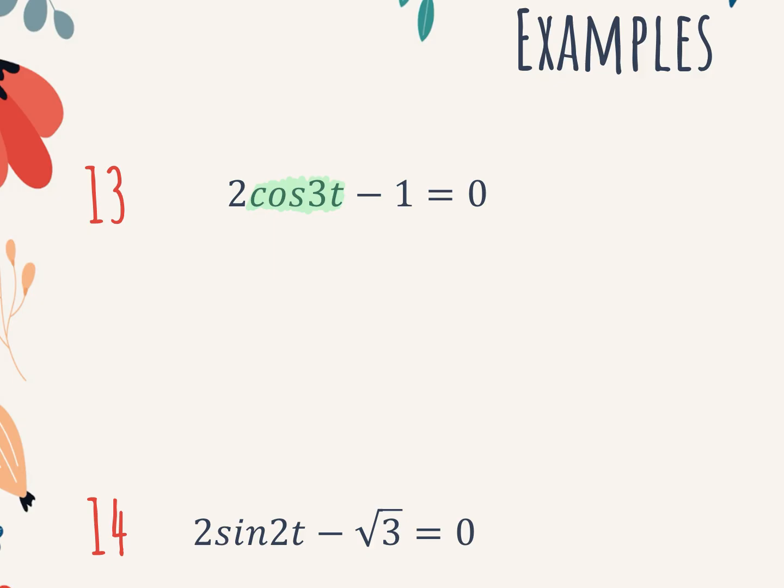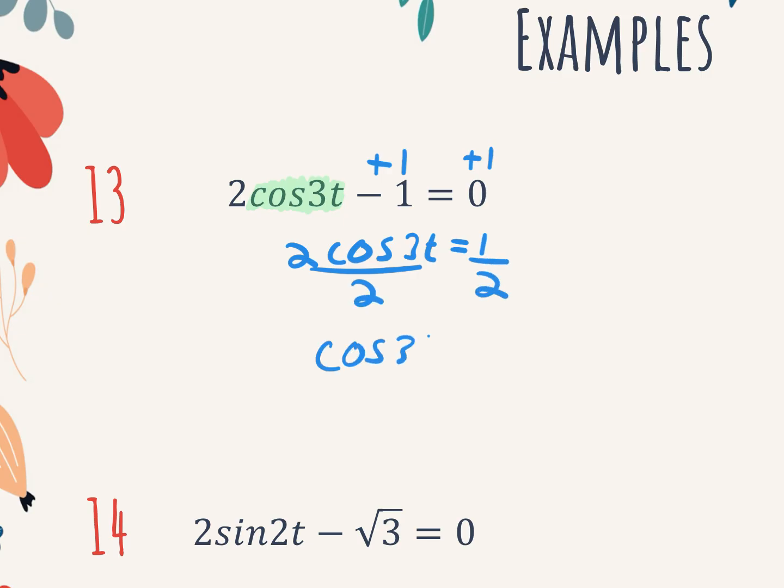What we're going to do first is the same thing that we've always been doing. We're going to try to get the cosine isolated and then find the values on our unit circle. We're going to deal with that 3t at the very end. All right? So let's just stick to what we've been doing, right? How can we isolate that cosine of 3t? Yeah, right, add 1 on both sides. So then we get 2 cosine of 3t equals 1. And then we can divide by 2. So then we get cosine of 3t equals 1/2.